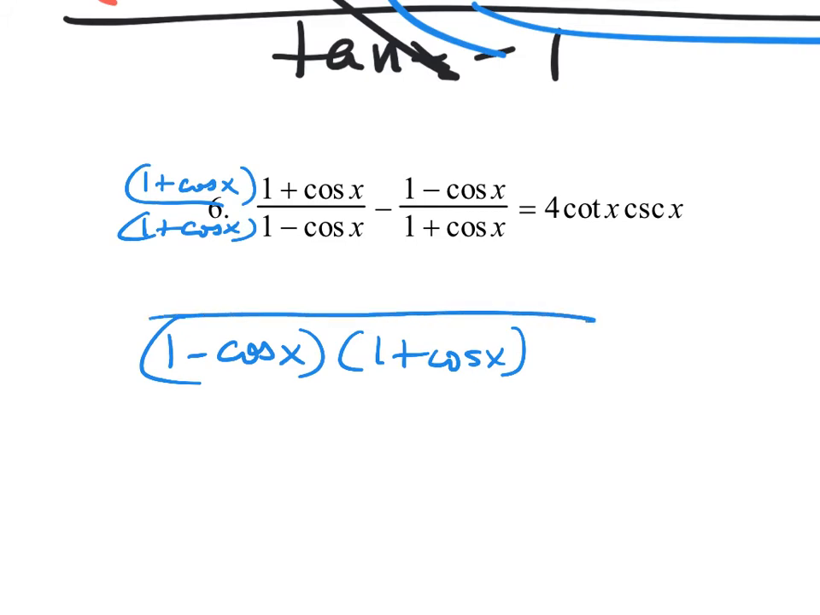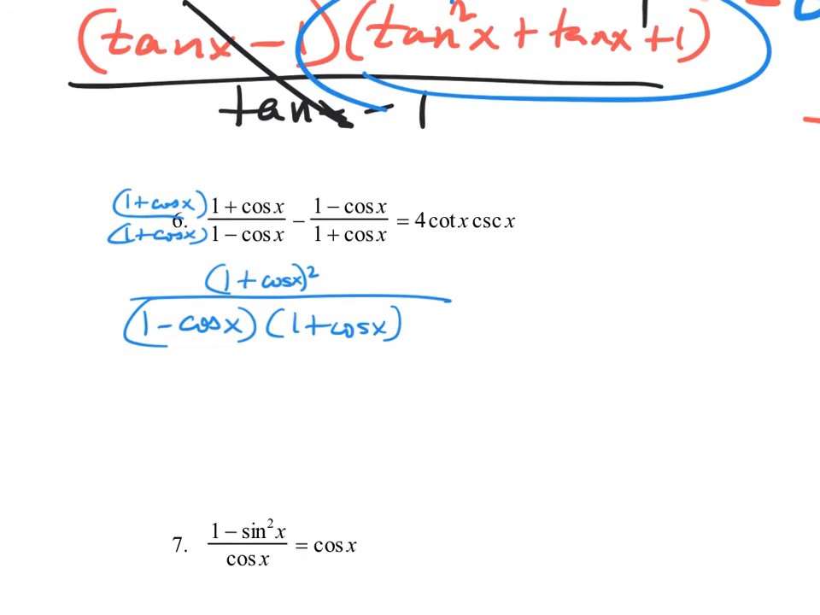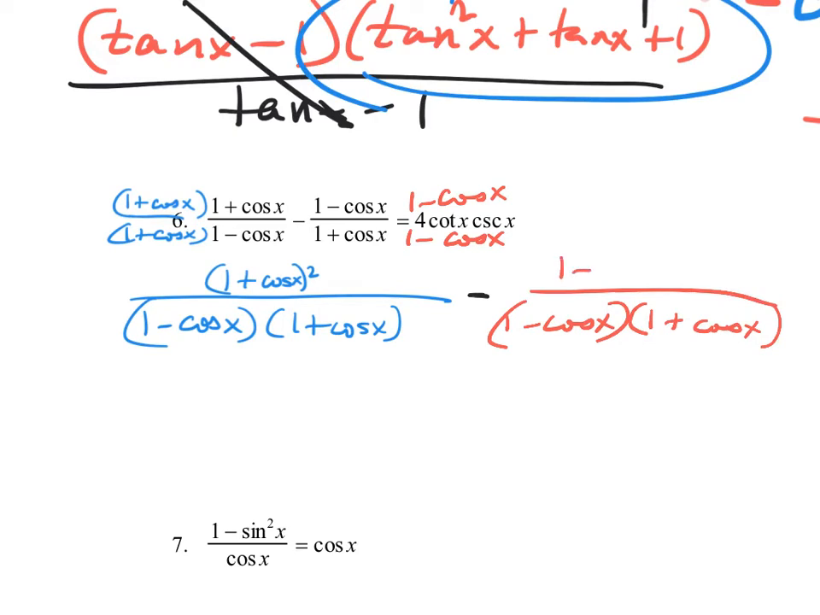So my new numerator here is 1 plus cosine x, and I'm just going to write it as squared for now. If you want to write it 2 times, you can, because we're going to have to FOIL it. Over here, this one's missing 1 minus cosine x. So 1 minus cosine x, 1 plus cosine x. It's got a minus sign in here. And then the new numerator is 1 minus cosine x squared.